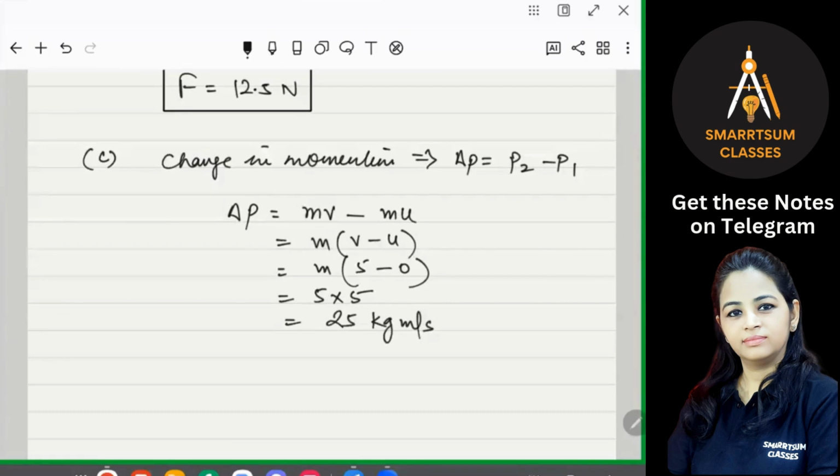So what is the change in the momentum? 25 kg meter per second. This is the change in the momentum of the body in 2 seconds after start. Whatever velocity it attains after 2 seconds will be the final velocity, and initial velocity will be 0. Final momentum means m into v minus initial momentum, that is m into u. So in this way, we have got the acceleration, the force applied on the body, and the change in the momentum after 2 seconds after start. Are you getting this? Yes or no?